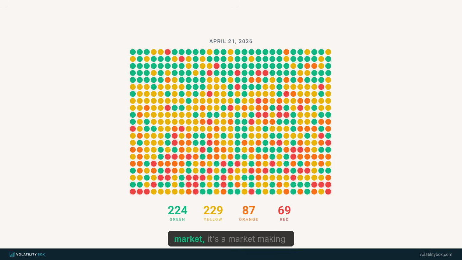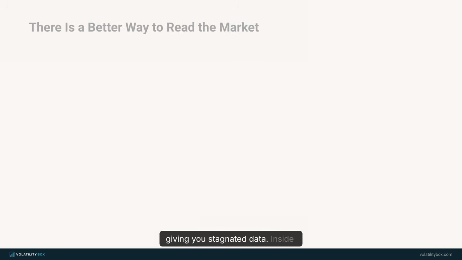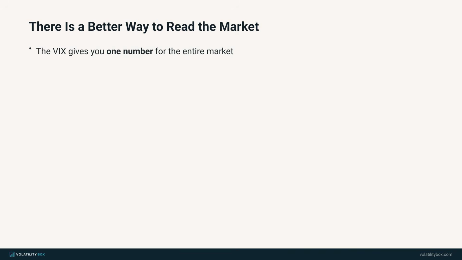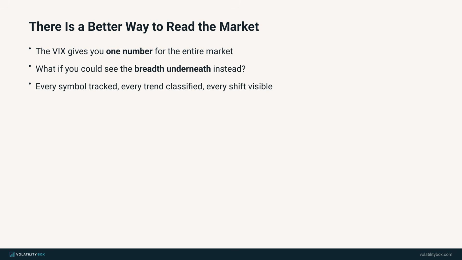It's not a normal market. It's a market making a decision, and the VIX is lying to you. It's giving you stagnated data. In this video, I'll show you a better alternative, one that you can use yourself inside of your Thinkorswim charts that gives you much better information of the breadth of the market so you never get caught off guard again.